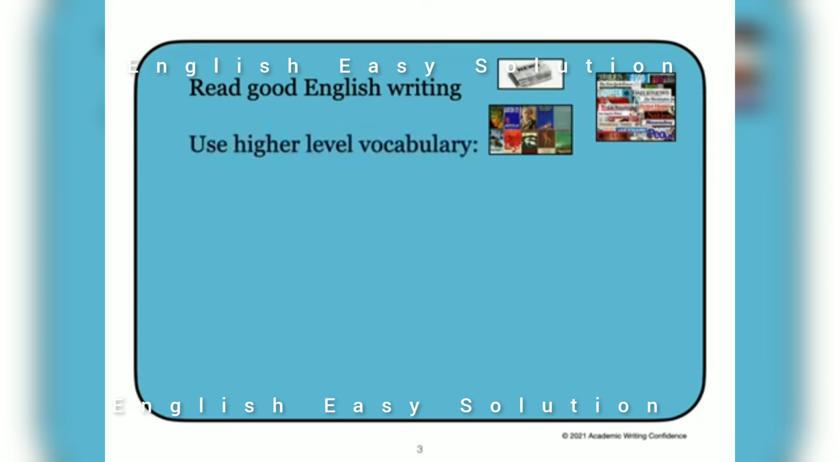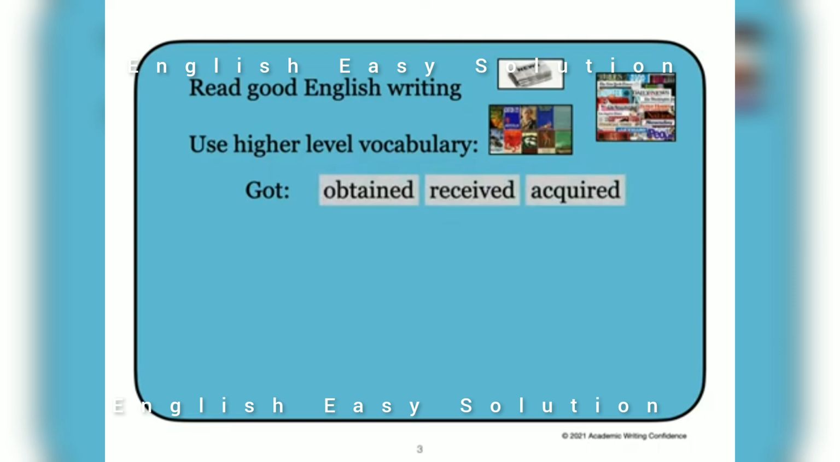You need to use higher level vocabulary. So what do I mean by higher level vocabulary? For example, don't use the word got, but use higher level vocabulary such as obtained or received or acquired. There are many different ways to express the word got, which are better for academic writing.